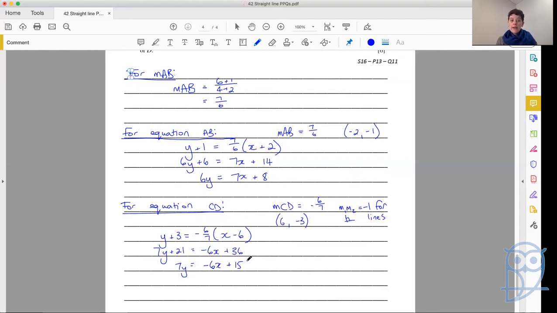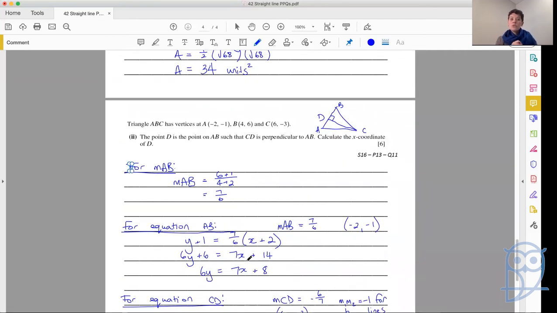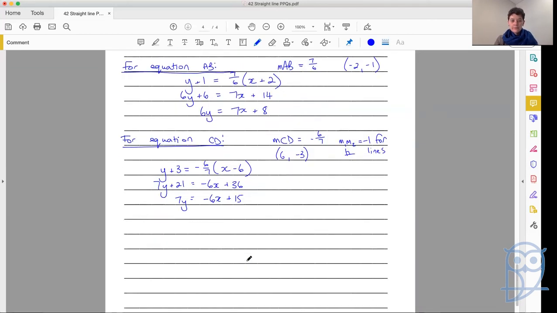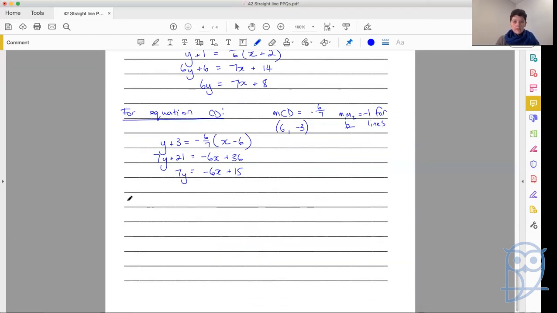So we've got an equation of AB. We've got an equation of CD. Now we need to intersect those two to find D. We remind ourselves it is just the x coordinate we're looking for. They didn't ask us for the full coordinates for D. So what are our lines? 6y equals 7x plus 8, and 7y equals -6x plus 15.